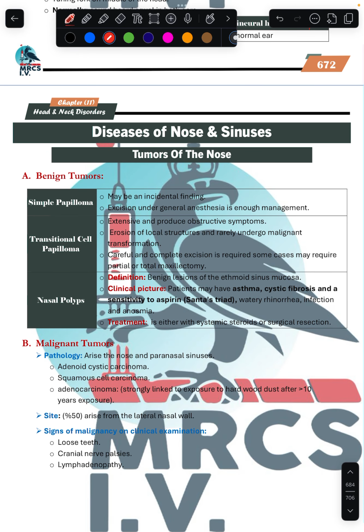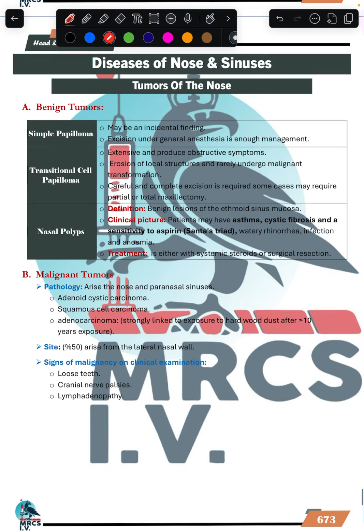Diseases of the nose: tumors of the nose. Benign papillomas may be an incidental finding. Excision under general anesthesia is required for papilloma. Transitional cell papilloma, if extensive, produces obstructive symptoms, erosion of the local surface, and can undergo malignant transformation. Careful complete excision is required, sometimes total maxillectomy.